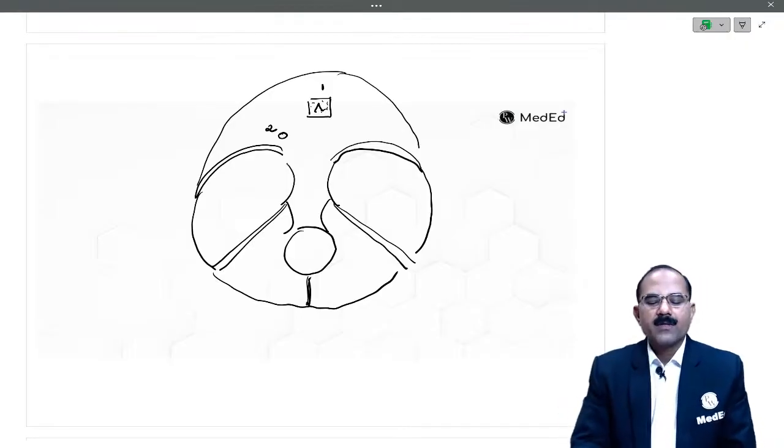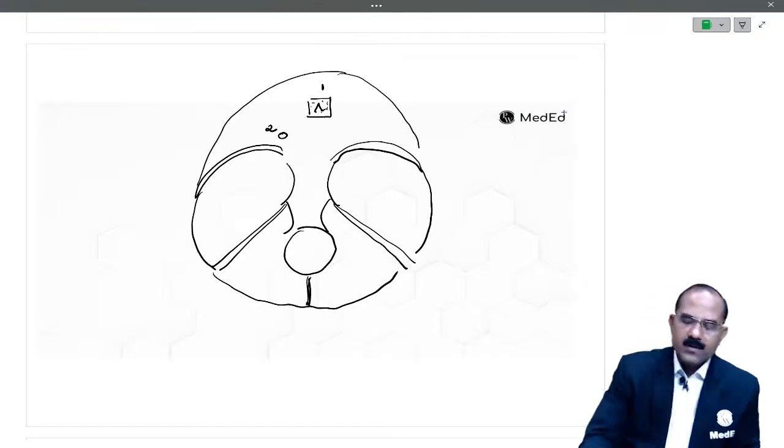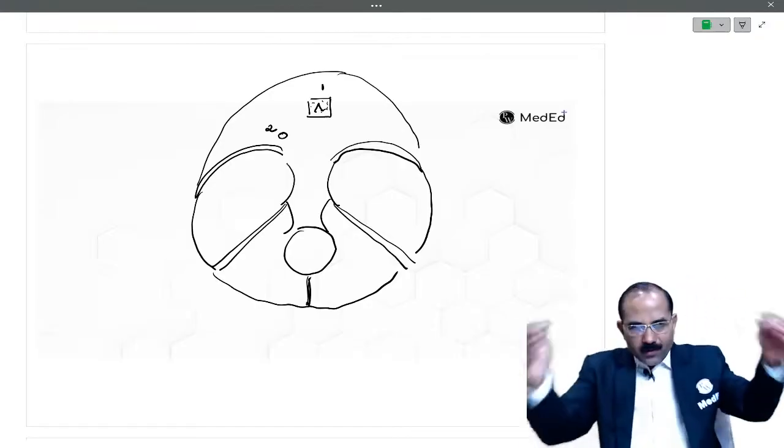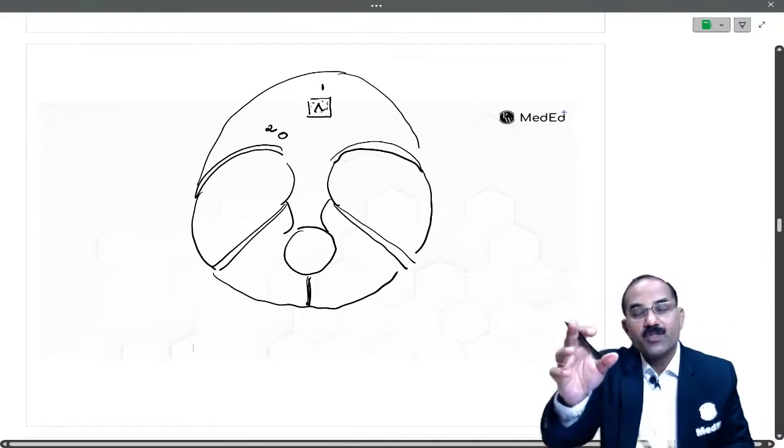What is this? Okay. What is this? That's the superior orbital fissure. What lies below the lesser wing of sphenoid? Superior orbital fissure. And this superior orbital fissure comes as a short note, children.